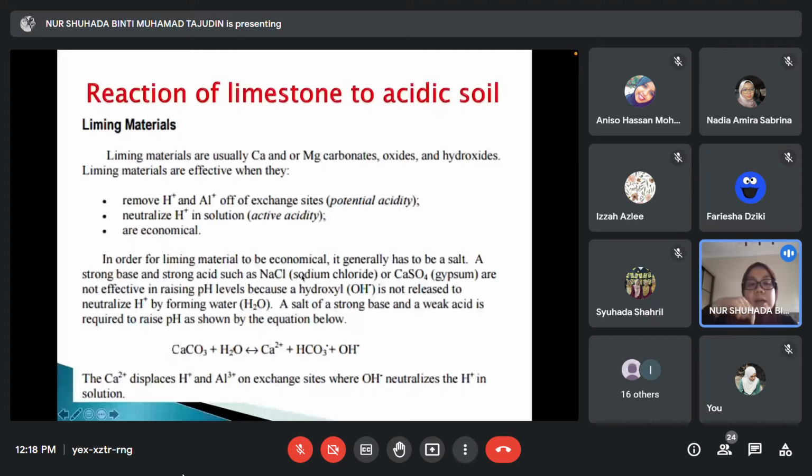You tak boleh buat dalam bentuk air. For example, you put calcium hydroxide, tapi dalam bentuk air, because it can leach out. So how it reacts is like this. Calcium carbonate with the addition of water can form a calcium ion and also carbonic acid and also OH negative. So this calcium will sit, tak nampak, sorry.